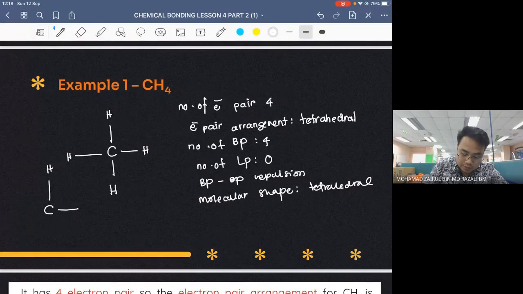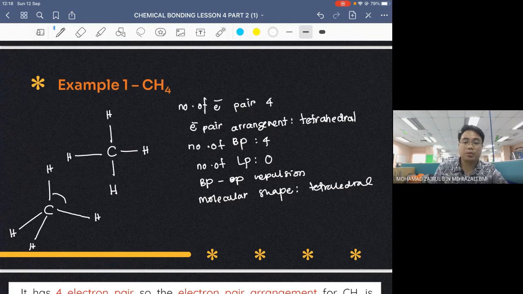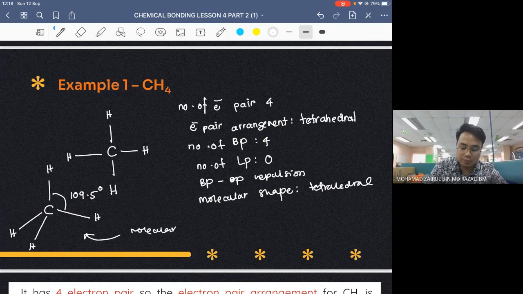Okay, and then awak lukis satu hidrogen sini. Satu hidrogen tu berada berdekatan dan satu lagi awak jarakkan sikit. And awak either boleh terus tulis dia punya bond angle. Okay, the bond angle dia adalah 109.5, which is the ideal bond angle for a tetrahedral. So ini adalah dia punya molecular shape, dan ini adalah kita punya Lewis structure.